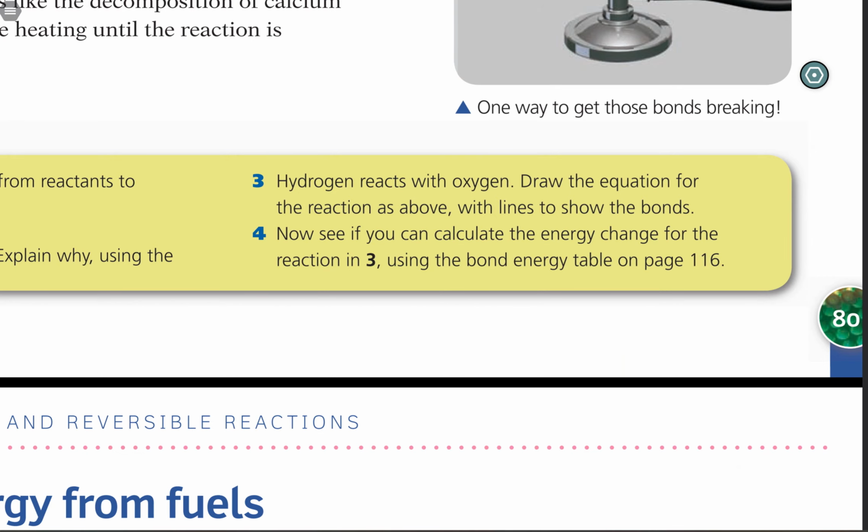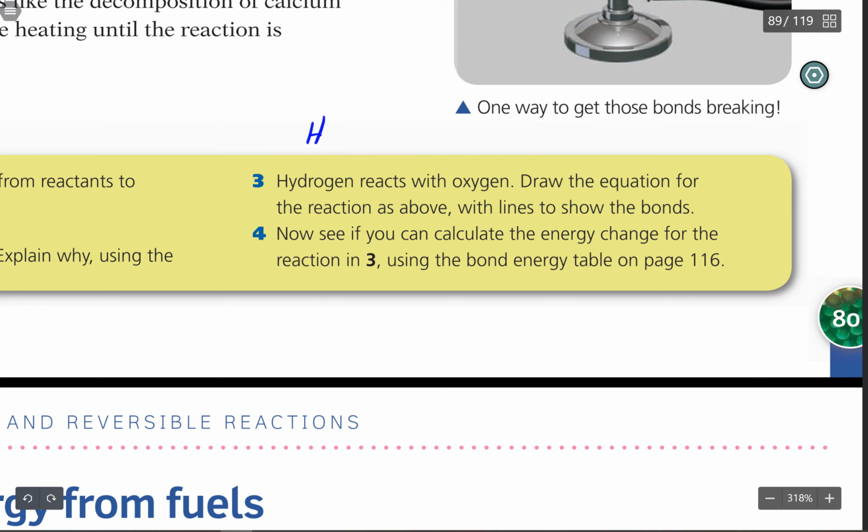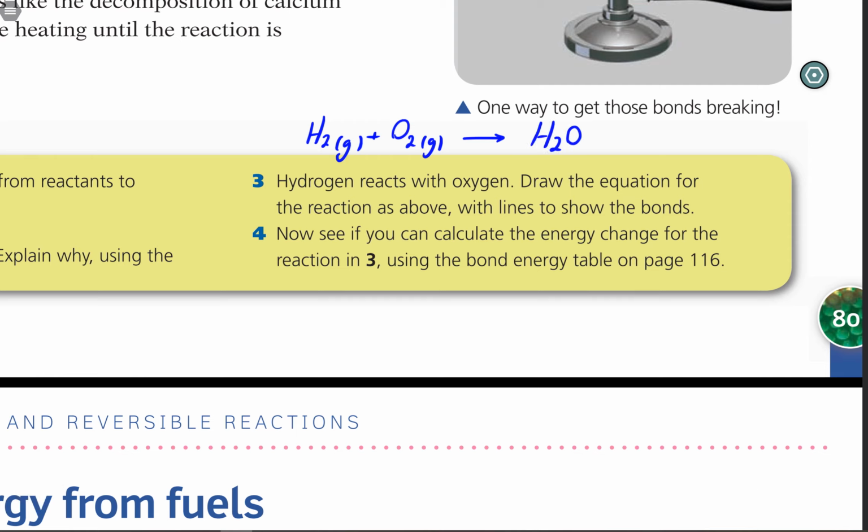Question number 3. Hydrogen reacts with oxygen. Draw the equation for the reaction as above with lines to show the bonds. The hydrogen is a diatomic molecule. It's H2 gas, and oxygen is also a diatomic molecule. It's O2 gas. When they react with each other, the water forms, H2O. The water can be in the gas state or water vapor, so I write H2O gas. We have to balance this equation.